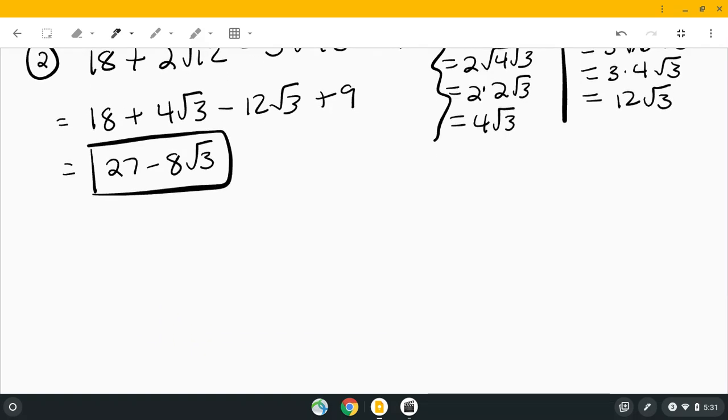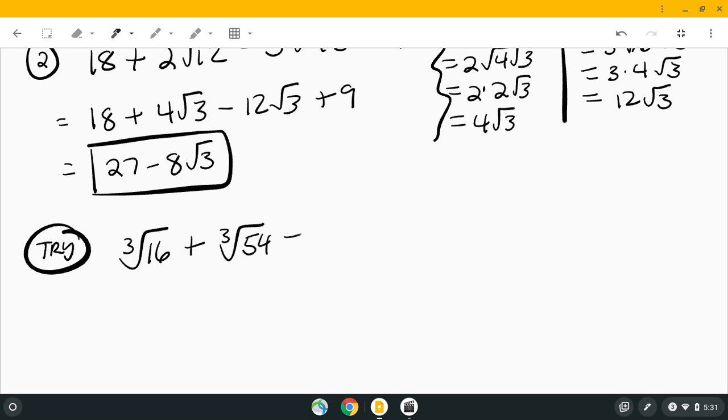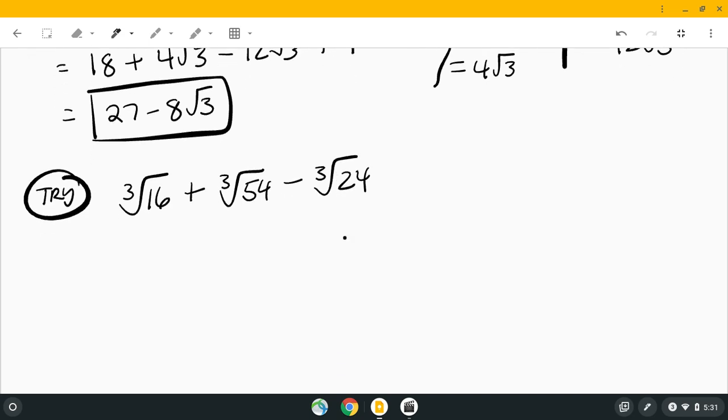All right. Why don't you go ahead and try this one? We'll end here. Make this a good one. Try this out. See if you can get it. Simplify your radicals first if possible, and then check to see if you have like terms. Go ahead and hit the pause button.